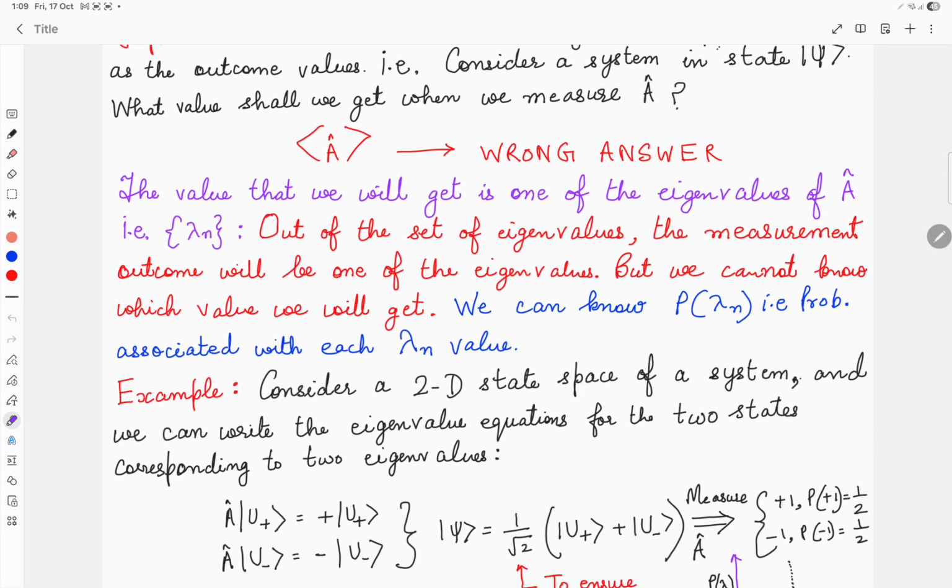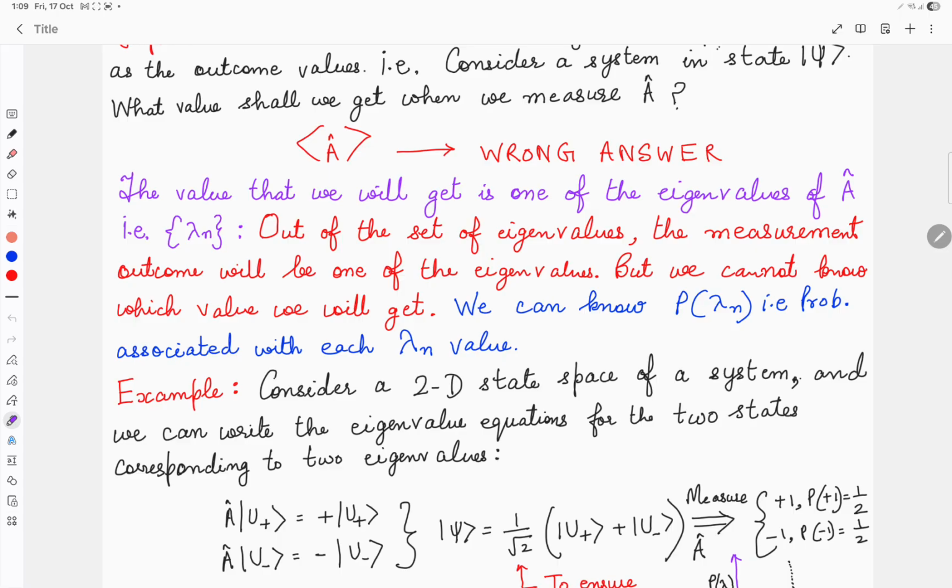So the value that we will get is one of the eigenvalues. Out of the set of eigenvalues, the measurement outcome will be one of the eigenvalues. We know that this comes from the postulate of quantum mechanics, but we cannot know which value we will get, because measurement is, as I have repeatedly said, a probabilistic concept. We cannot say with 100% certainty what the measurement outcome is when the quantum system is in state ket psi. That means it is not in an eigenstate.